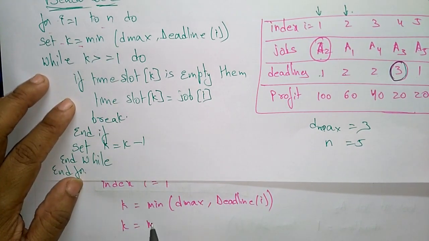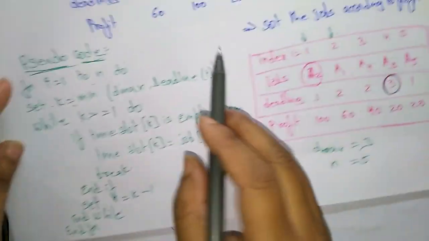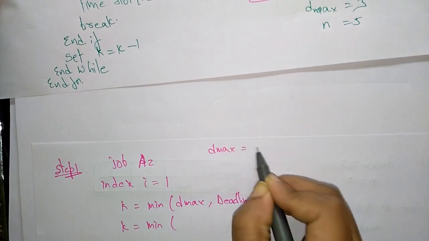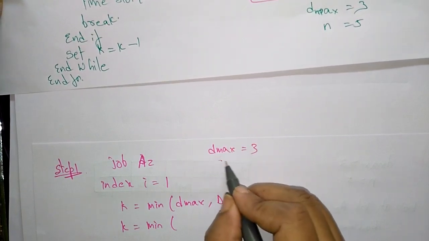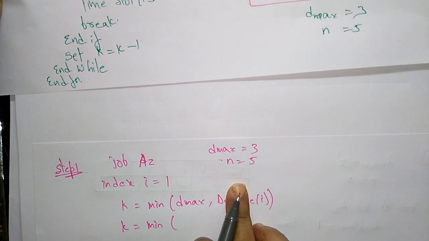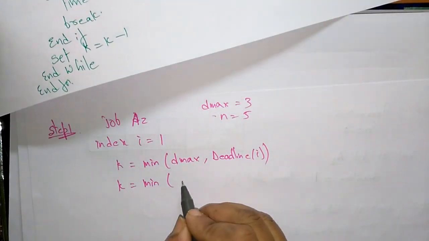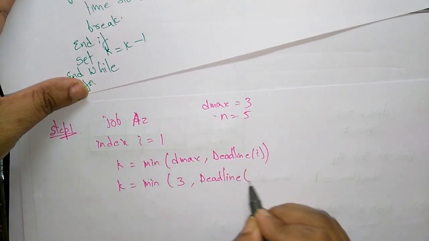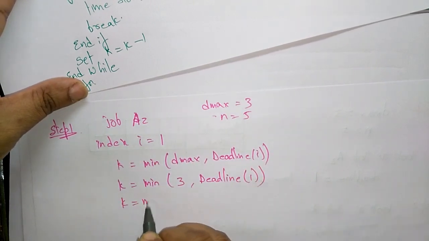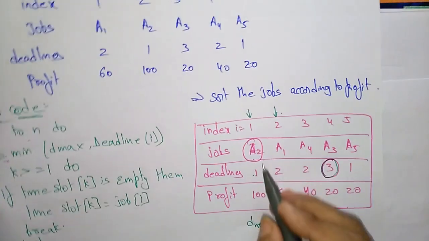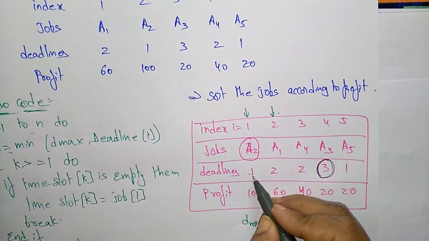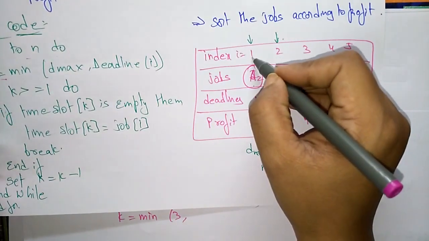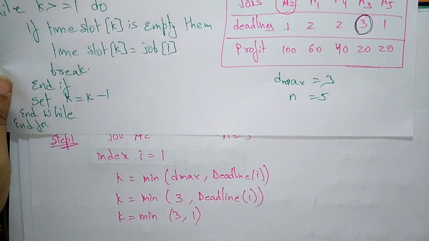Now K is equal to minimum of, what is the D max? What is the D max here? For every problem the D max is the maximum deadline, which is 3, and n is equal to 5. Up to 5 we have to do. So minimum of D max 3 and deadline of I is 1. K is equal to minimum of 3, what is the deadline of 1? Deadline of first one is 1.